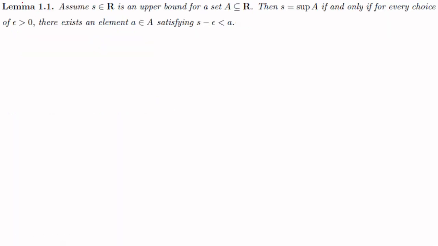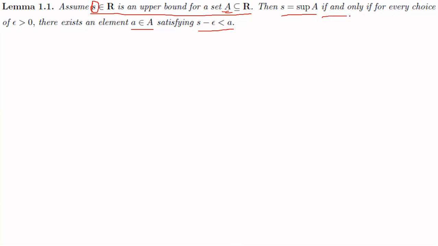Here you have a lemma. Assume S element of R is an upper bound for a set A subset of R. Here R is the set of real numbers. Now you are given that S element of R is an upper bound for a set A subset of R. That means the real number S is an upper bound for a set A. Then S equal to supremum of A if and only if for every choice of epsilon greater than 0, there exists an element A element of capital A satisfying S minus epsilon less than A.